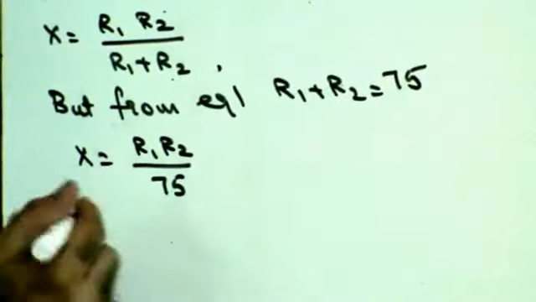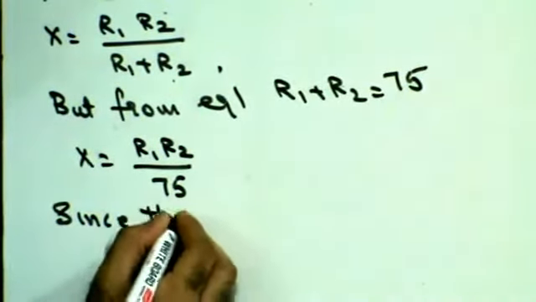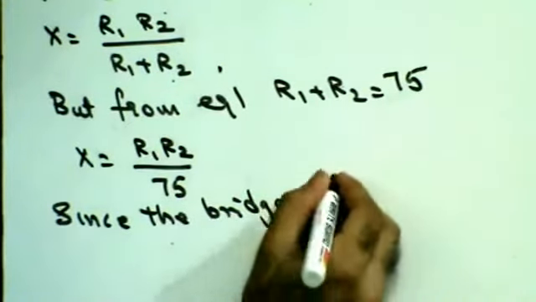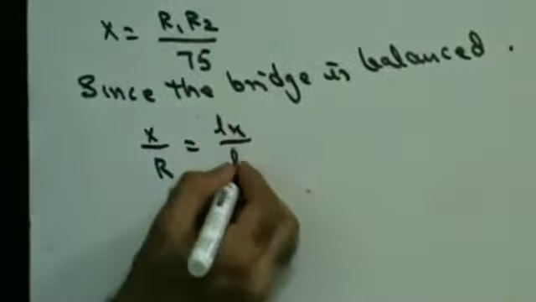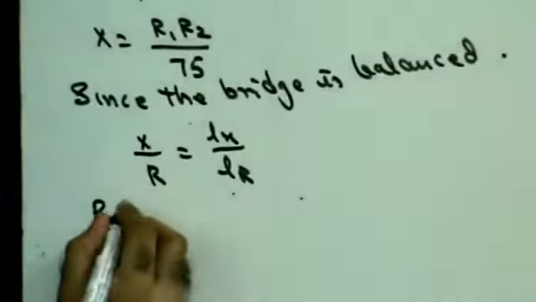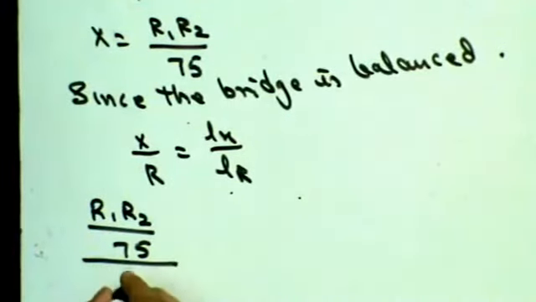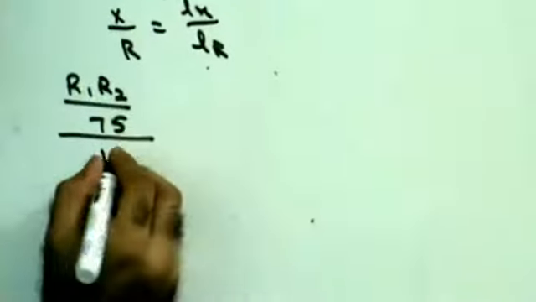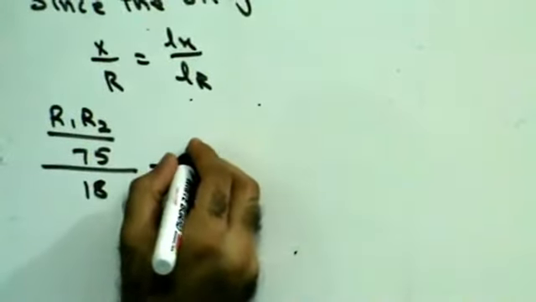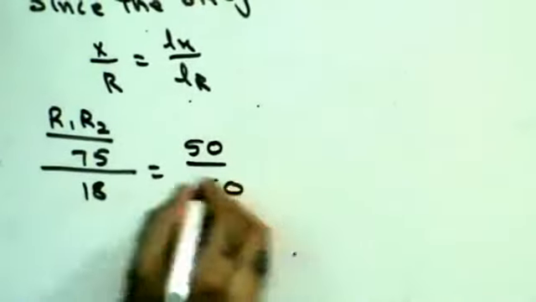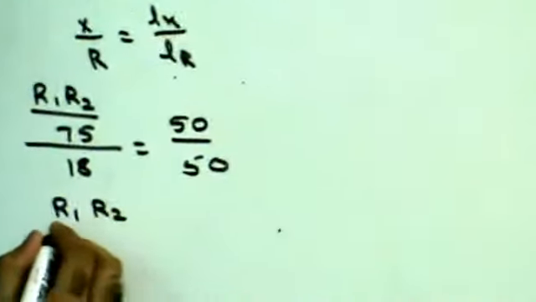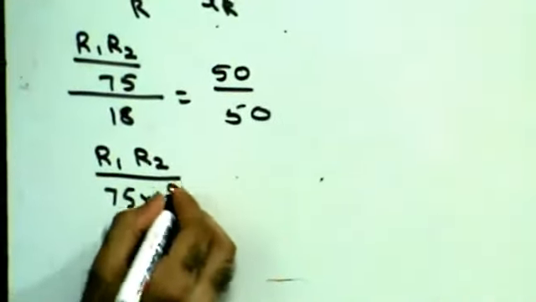Right? Once I have this, since the bridge is balanced, I can say that X upon R should be equal to Lx upon Lr. So you will have X upon R. X is R1 R2 upon 75 divided by what is connected in the left gap, 18 ohms, is Lx upon Lr. Lx, that's 50 upon 50. So I'll get R1 R2 upon 75 into 18 is 1.